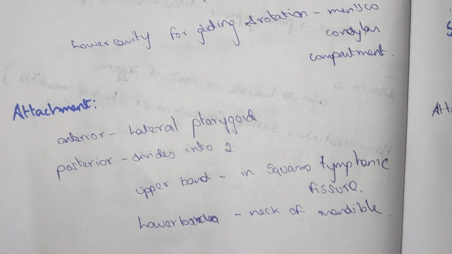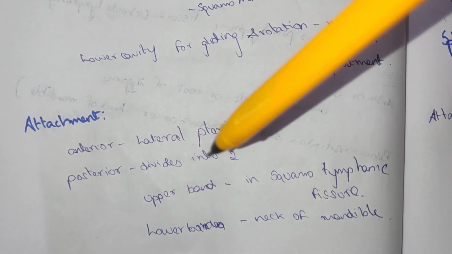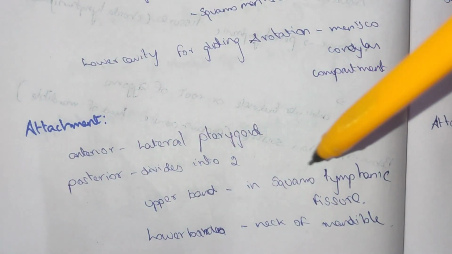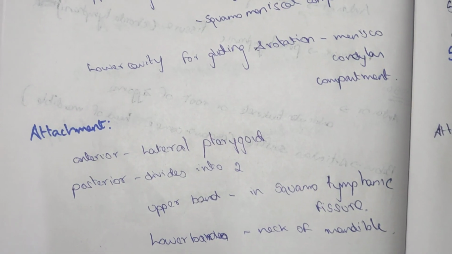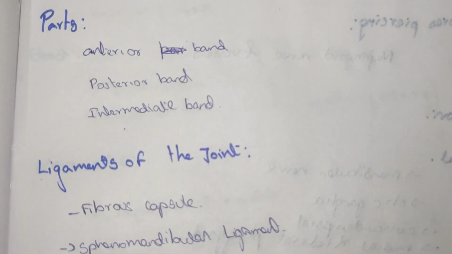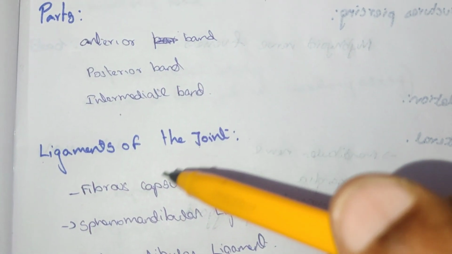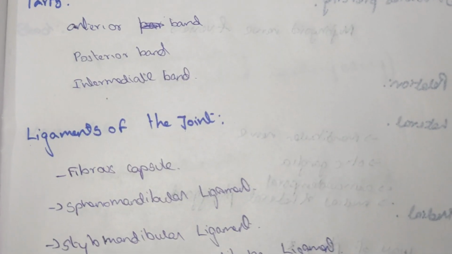The attachment anteriorly is to the lateral pterygoid. Posteriorly it divides into two, an upper band and a lower band. The upper band attaches to the squamotympanic fissure and the lower to the neck of the mandible. The parts are the anterior band, posterior band, as well as the intermediate band. These are the parts of the temporomandibular joint.